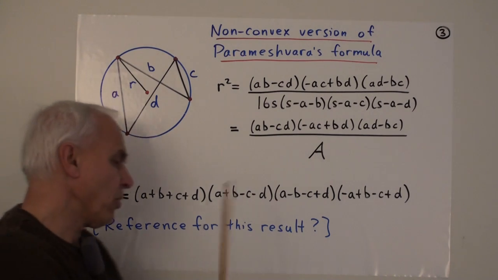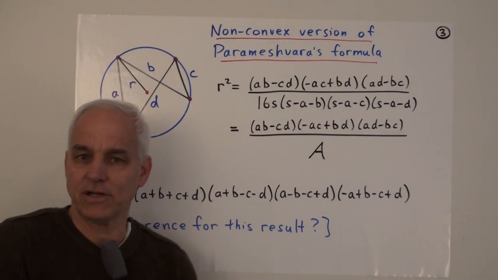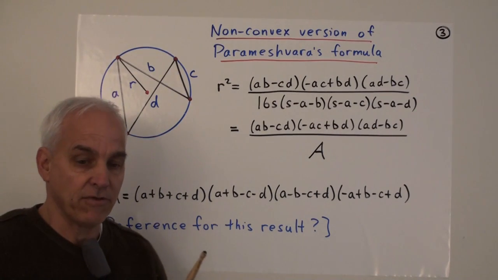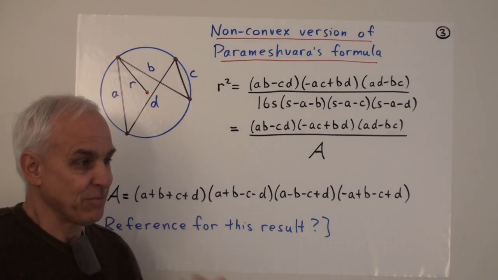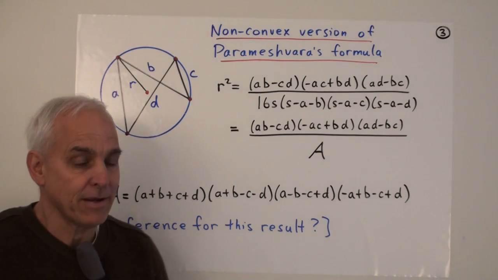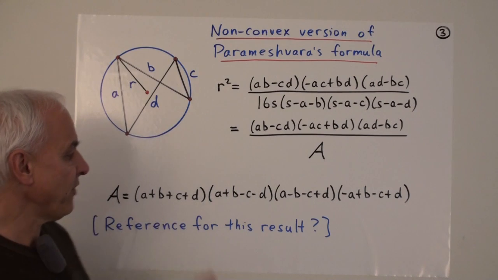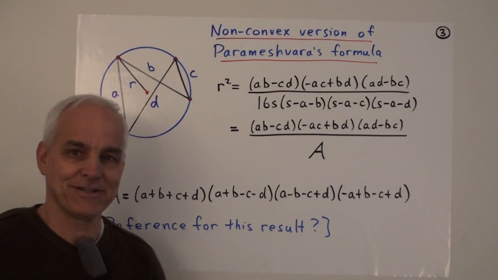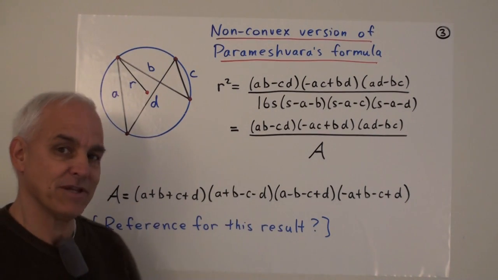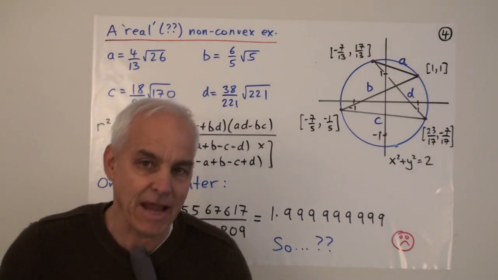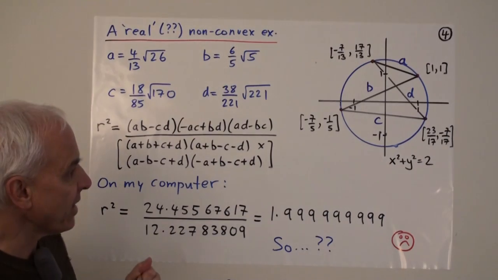Now, I'm not sure where this result was actually first established. I'm pretty sure that Parameshvara didn't have this formula, but I suspect it was probably a 19th century development, but I'm not really sure who to credit this formula for. So if any of you know, I'd be kind of curious as to what the origins of this variant are. So let's have a look at an example in this non-convex case.